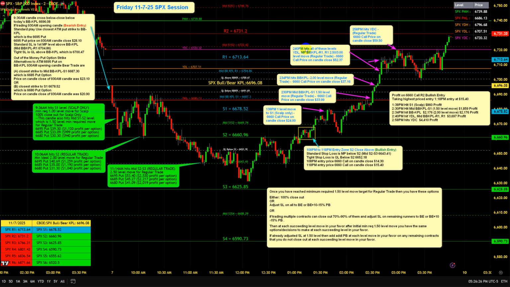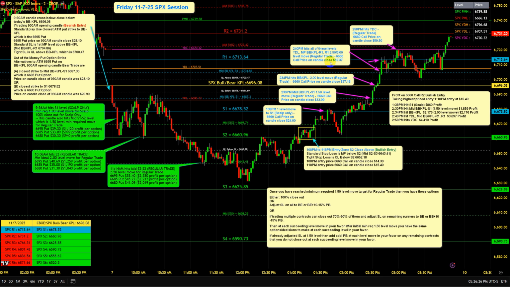And here at 2:40 p.m., it hits all of these levels all in the same candle. It hits the mid BB-KPL R1, it hits the YDL level, and it also hits the R1 level. Remember, this started at S2, so now we have both the 2.5 level move hit and the 3 level move hit, because it's 3 levels from S2 to R1.